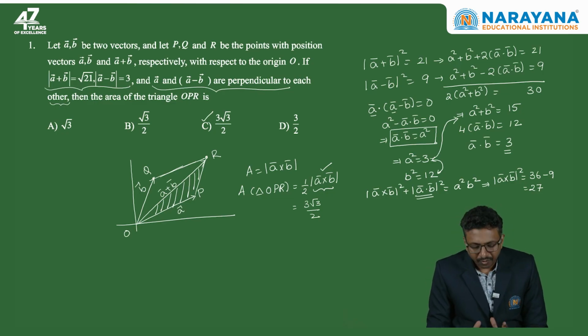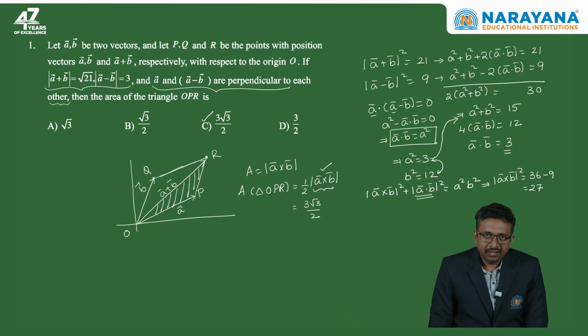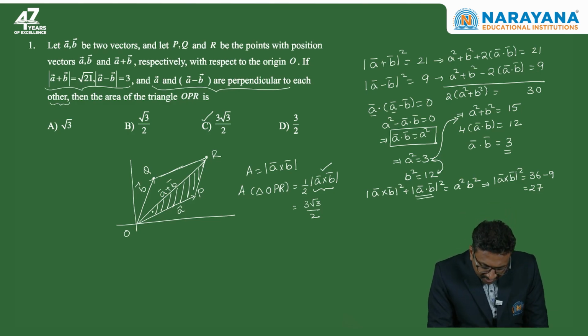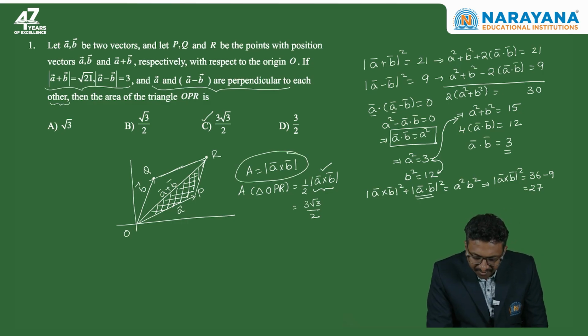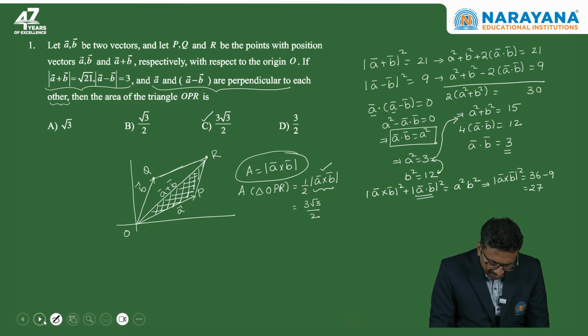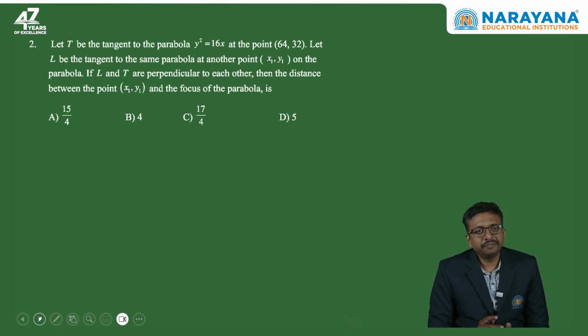So hope you have understood the working of this question. So the main idea that is involved in this question is equation manipulation, and understanding that this area is half the area of the parallelogram, which can be found out by using the formula for area of parallelogram. So now let's go to the next question.